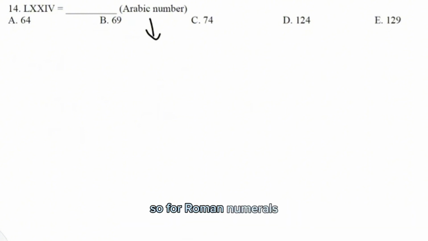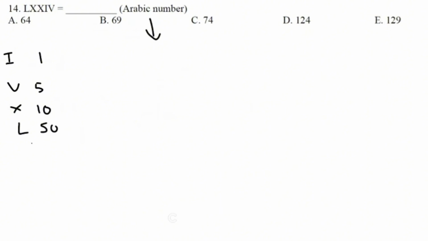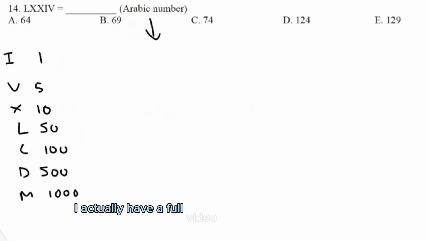For Roman numerals, you need to know a few tricks. First, you need to know what each Roman numeral is. So I is 1, V is 5, X is 10, L is 50, C is 100, D is 500, and M is 1000. I actually have a full video just on Roman numerals, and I go even more in depth about them. If you want, check that video out. But let's continue with this problem.